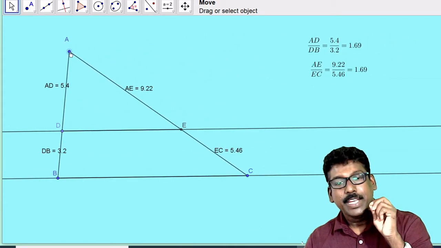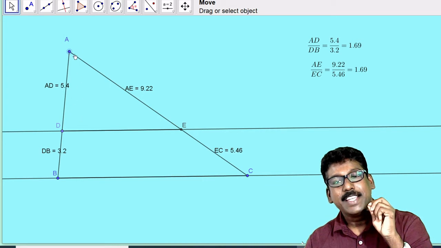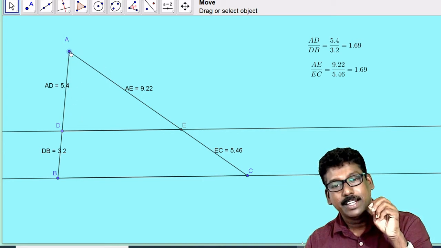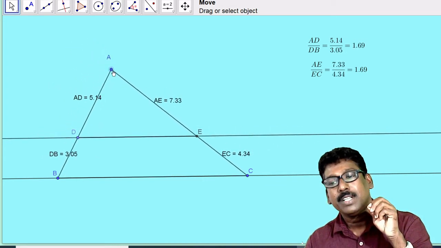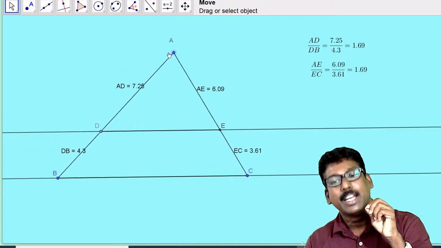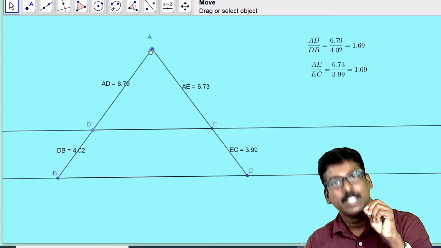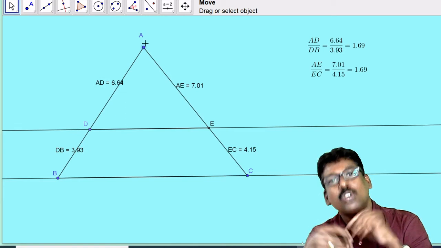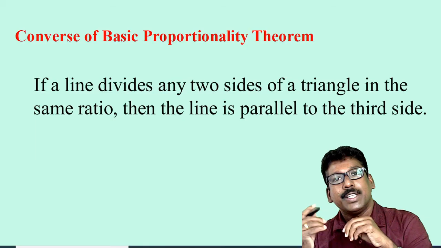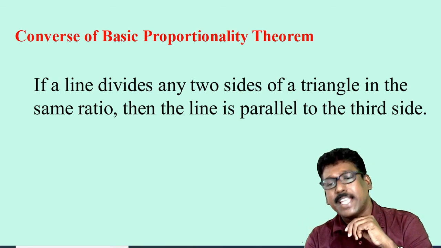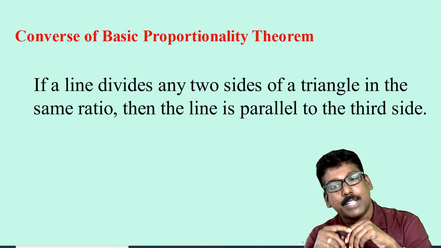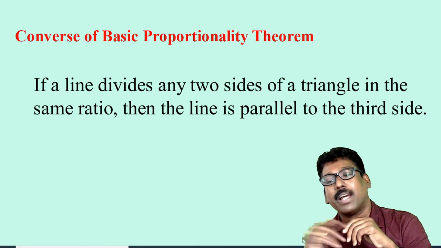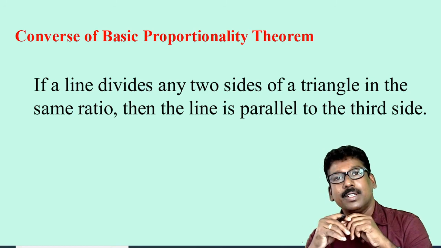That is, if a line divides any two sides of a triangle in the same ratio, then that line will be parallel to the third side. This is the converse of the basic proportionality theorem. So we can state it as: if a line divides any two sides of a triangle in the same ratio, then the line is parallel to the third side.